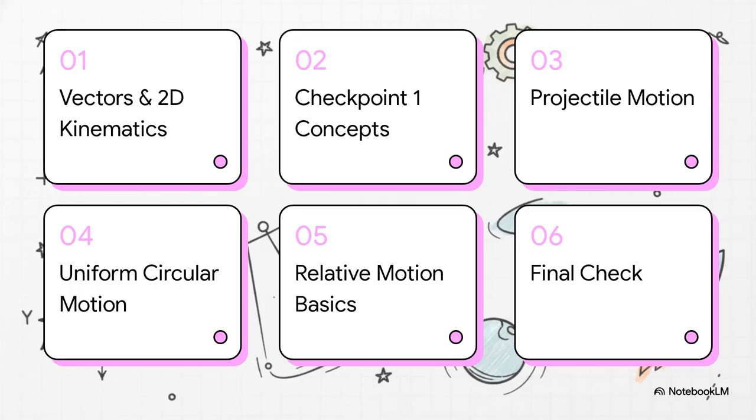Here's our roadmap for today's explainer, designed to logically guide you through pages 62 to 81 of your textbook. We'll start with vectors and 2D kinematics, hit a quick checkpoint on kinematics concepts, and then move on to mastering projectile motion. After that, we'll cover uniform circular motion, relative motion basics, and finally, a final understanding check to make sure it's all sticking. Let's get right into it.